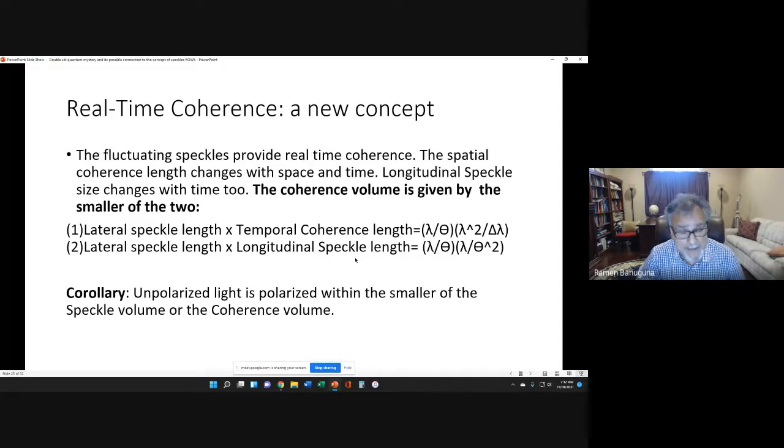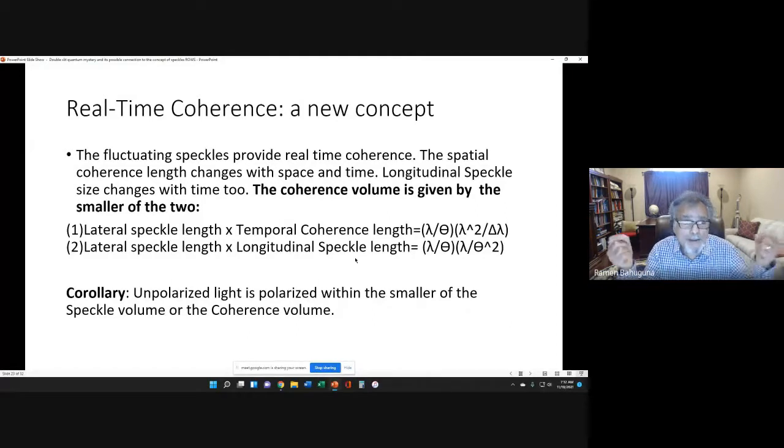I remember I asked this question to Professor Wolf many years ago, like 20, 30 years ago, in a conference. Is the light polarized within the coherence time? And I was referring to unpolarized light. So unpolarized light, is it polarized within the coherence time? I was not able to get the proper answer. It is polarized within the speckle volume or the coherence volume, or the longitudinal speckle length or the longitudinal coherence length, whichever is smaller.